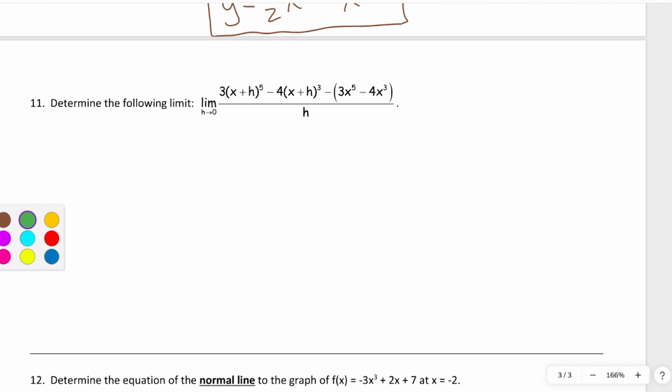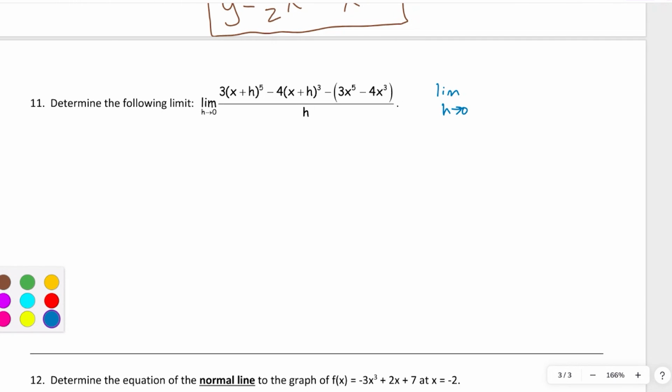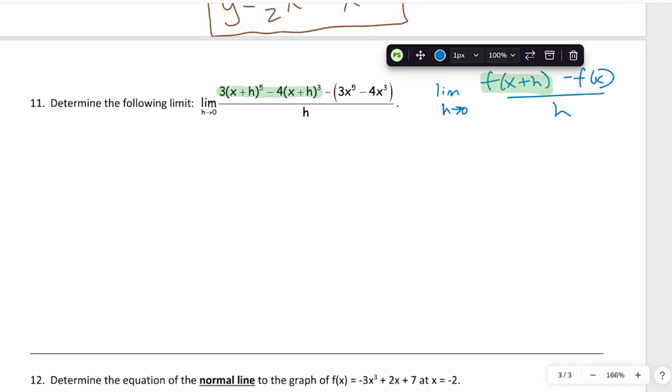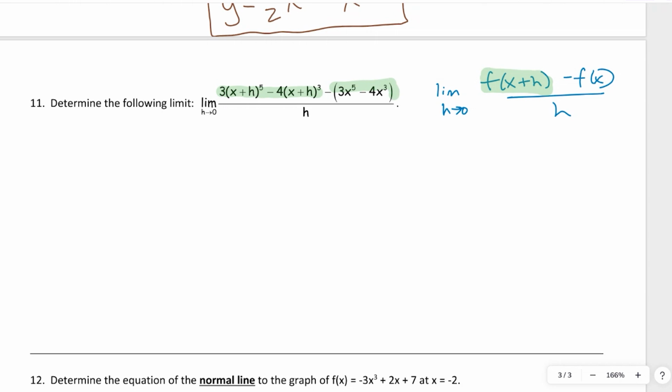What I want you to do is recognize that really this is just an instance of the limit definition of the derivative. So, in other words, the limit definition of the derivative is going to look something like this. f of x plus h minus f of x all over h as h approaches 0. So you can kind of see how this function kind of looks like that. We can see our f of x plus h here, right? And then we can see our f of x right here.